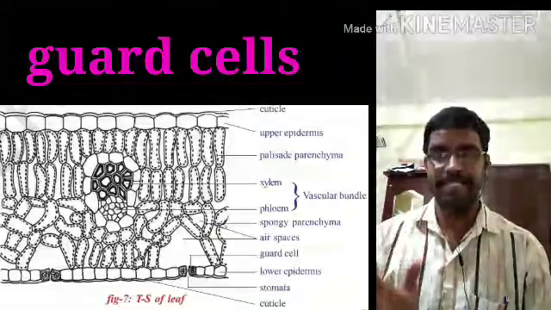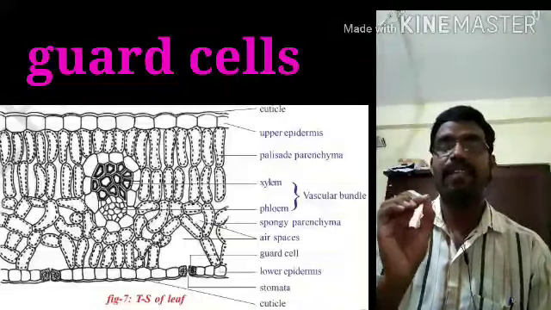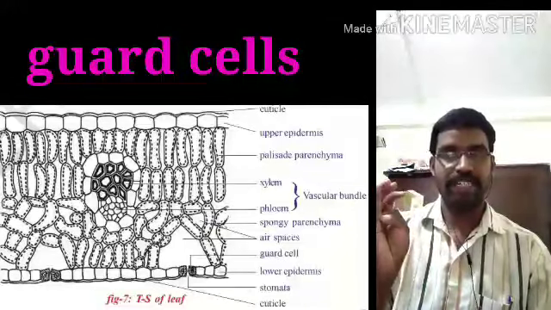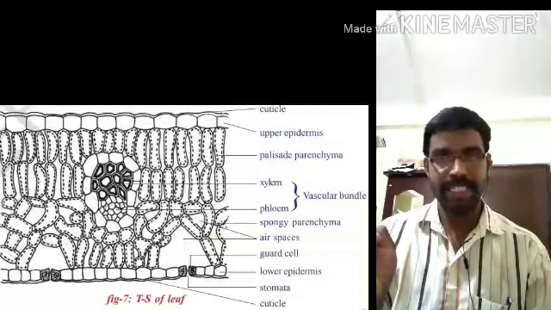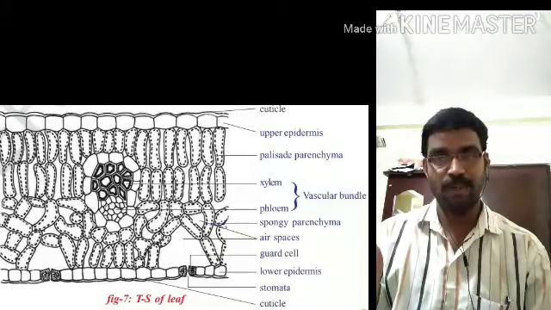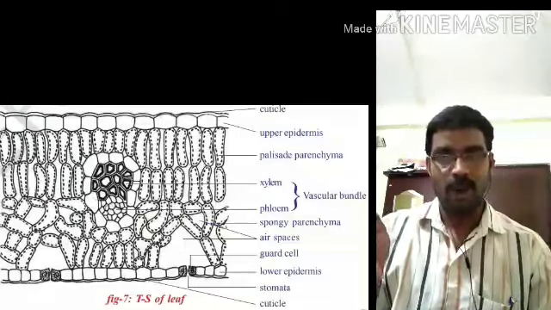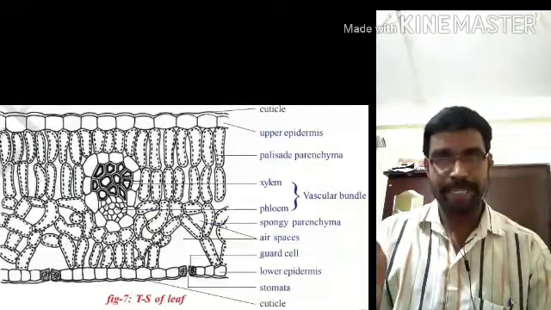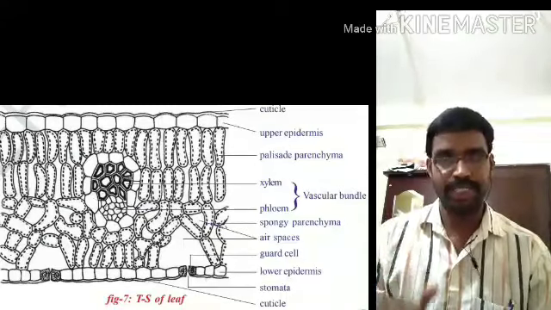These main parts are present in the leaf transverse section: first the cuticle, upper epidermis, palisade parenchyma, xylem, phloem, spongy parenchyma. Next, guard cells, lower epidermis, stomata and cuticle.